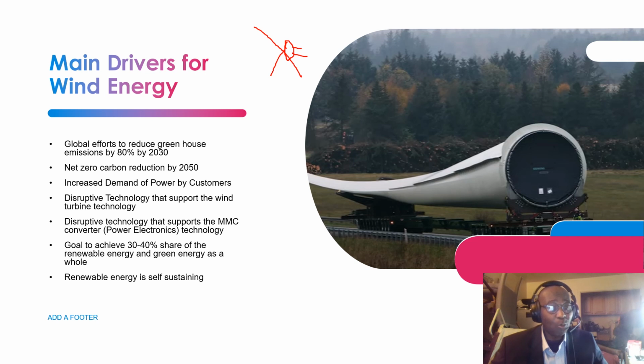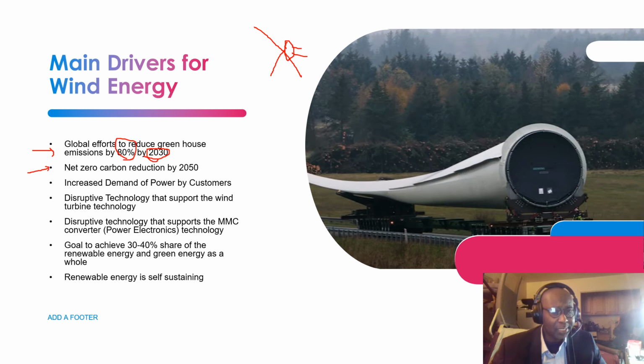Now let's pivot to the main drivers for wind energy. The first one is global efforts. Many leaders and many countries all over the world are pushing and putting in a lot of effort to have greenhouse emissions reduced by 80% by the year 2030. As such, there is the need for many countries to look for renewable energy resources. Wind energy and solar PV are among the main renewable energies out there that are being pushed for implementation. So there's greater penetration, about 40% on renewable energy. The goal is to achieve about 50 to 60% portfolio share of renewable energy by the year 2050.